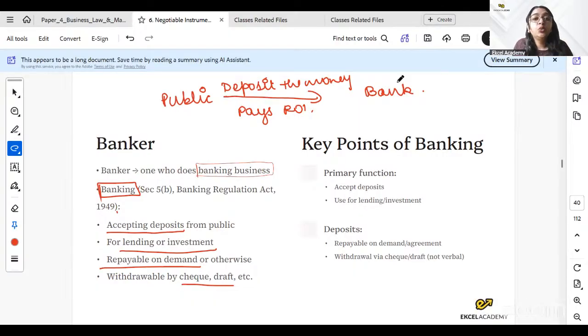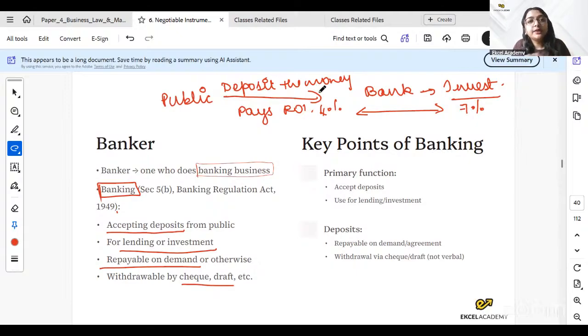What will the bank do with this? The bank will invest it further. Let's say the bank pays you a rate of interest of say 4%; it must be getting a rate of 7% anywhere. So the difference between these two is how the bank earns. This is the case when the public has surplus money, that is, when it is depositing the money with the bank.